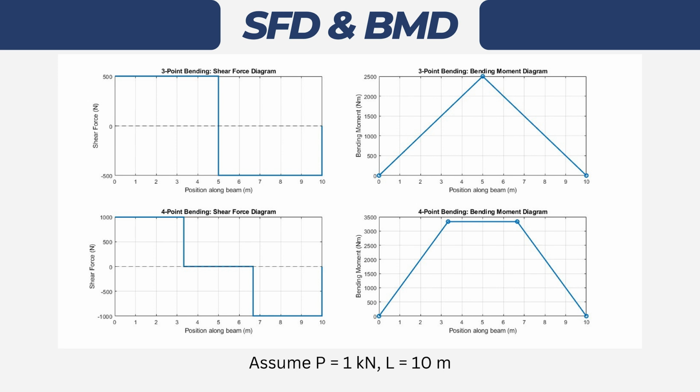As for the 4-point bending test bending moment diagram, as can be seen from the SFD, the first area is positive, so the slope of the BMD will go up. However, the SFD from 3.3 until 6.6 meters is basically 0. So the BMD will have a straight line, and from 6.6 meters until 10, it will have a negative area, and the BMD will go down, and it ends up at 0.